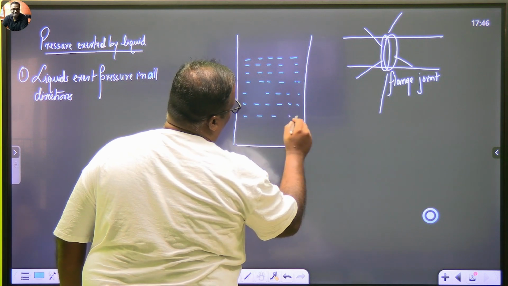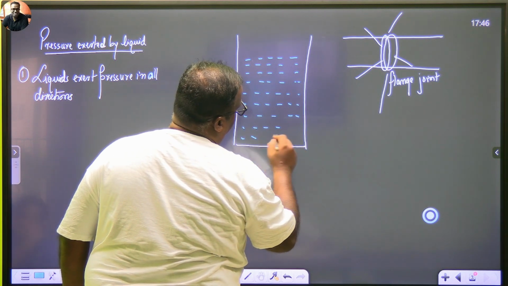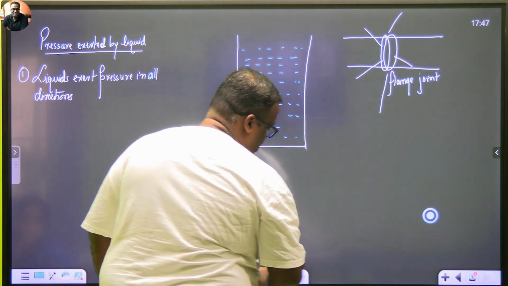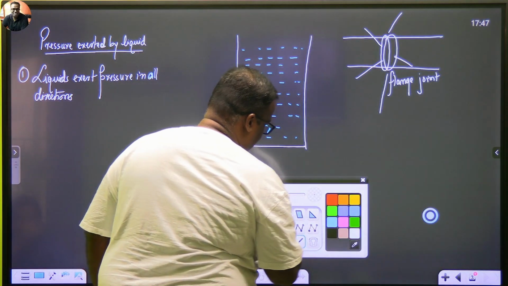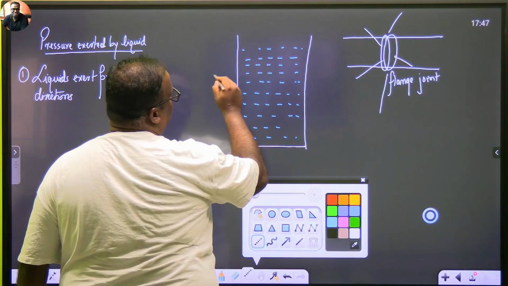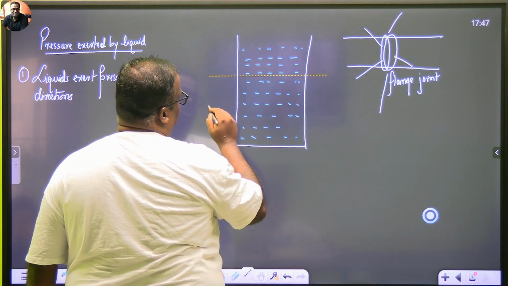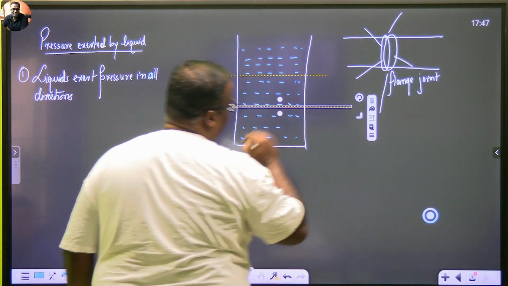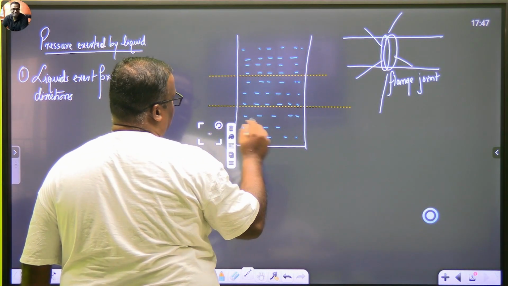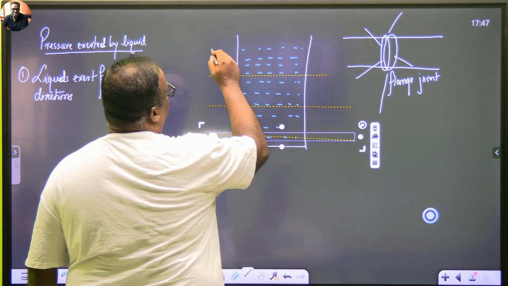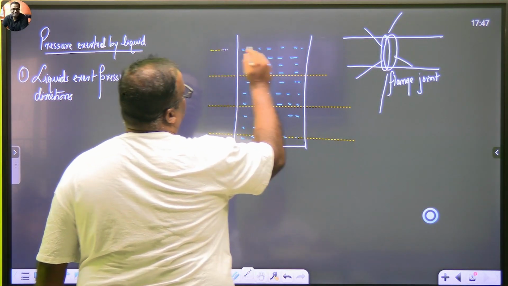And let this be water. I have filled it with water. Right. Now, what is my interest? My interest is to find out what is the pressure at this surface? What is the pressure at this level? What is the pressure at this level? And say what is the pressure at this level.